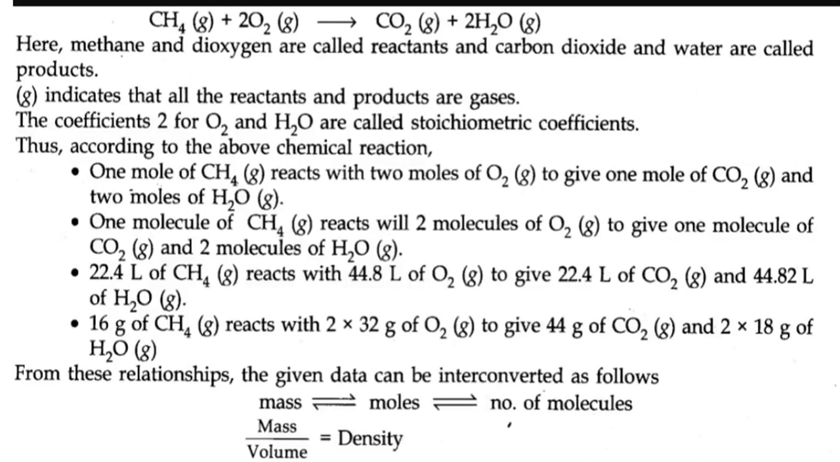Now see, according to the above chemical reaction, methane and dioxygen are called reactants, carbon dioxide and water are called products. G indicates gaseous form. All the reactants and products are in gaseous form. The coefficient 2 for oxygen and H2O are called stoichiometric coefficients. So according to the above reaction, 1 mole of methane reacts with 2 moles of oxygen to give 1 mole of carbon dioxide and 2 moles of water. This is one way, in terms of moles.